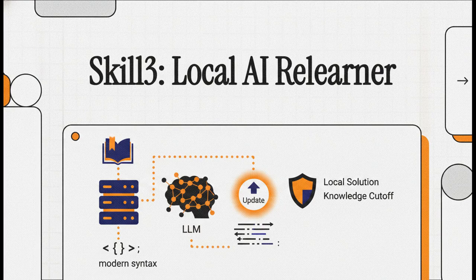So, if you're a developer who has ever just wanted to pull your hair out because an AI confidently hallucinated a brand new API or totally failed to use modern syntax, well, you are absolutely in the right place. Today, we're going on a deep dive into Skill3. It's this incredibly fascinating tool that acts as the ultimate local solution to the LLM knowledge cutoff. We're going to break down exactly how it works, why it matters, and how you can actually use it to keep your models grounded in the present day.